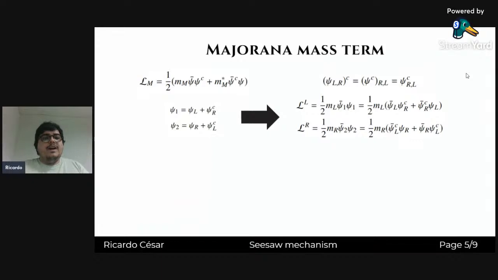If you have a left-handed chirality, you charge conjugate it into a right-handed field. And if you have a right-handed chirality, you charge conjugate it into a left-handed field, which is the second case here. So you can construct those two kinds of spinors. And any one of those, you can show, can be described by this mass term.